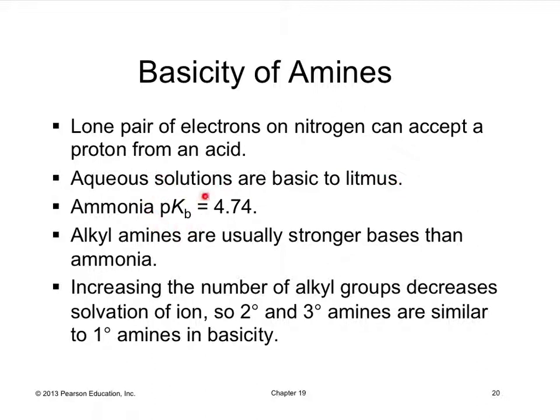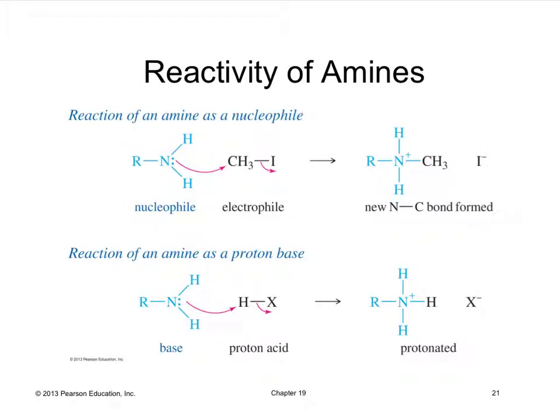The ammonia pKb is about 4.74. Alkylamines are usually stronger bases than ammonia. Increasing the number of alkyl groups decreases the solvation of ions, so secondary and tertiary amines are similar to primary amines in basicity. If we look at the reactivity of amines, you have your nucleophile from that pair of electrons from your nitrogen attack, kick off, to generate this new nitrogen-carbon bond. If we look at the amine as a proton base, it can pluck off a proton, kick off, generating the protonated version.